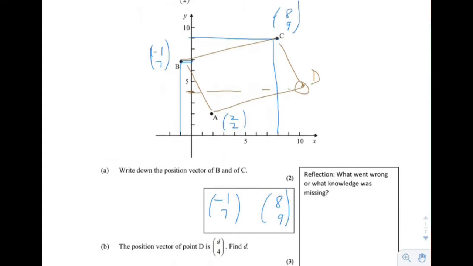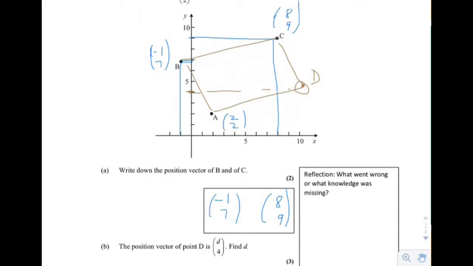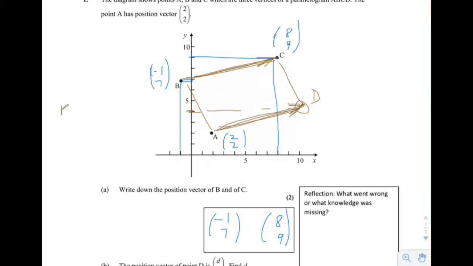Now there's a couple ways we can figure out where D is. Let's do it the vector way, since this is the vector chapter. If we figure out vector BC, then it should be the same as vector AD because it's a parallelogram, right? So let's figure out what BC is. Vector BC is going to be equal to C minus B. So we have C (8, 9) minus B (-1, 7). We're going to have 8 minus negative 1, which is 9, and then 9 minus 7, which is 2. So the vector BC is going to be equal to (9, 2).